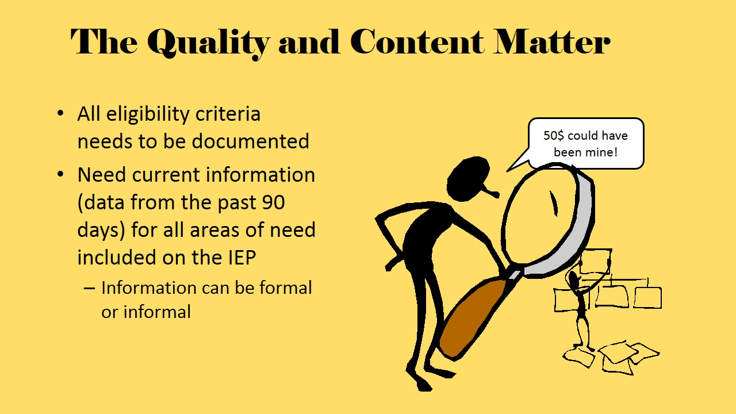Eligibility determination needs to be based on current data and include all of the evaluation and eligibility criteria defined by the USOE and the IDEA. The documentation also needs to include current information for all areas of need as identified by the IEP. Current means data gathered within 90 days of the eligibility meeting date.